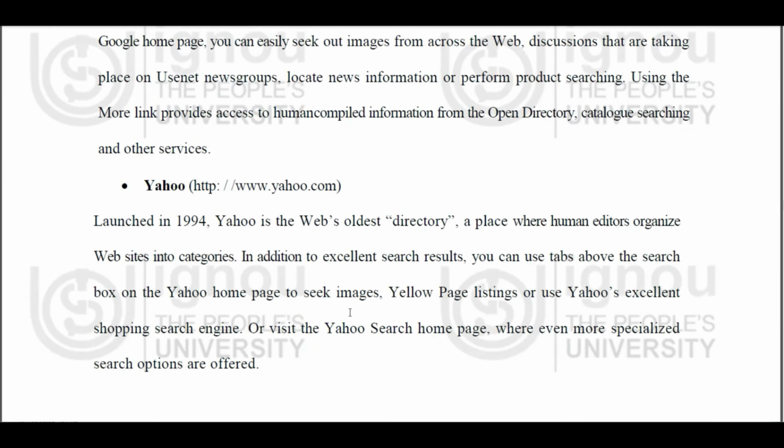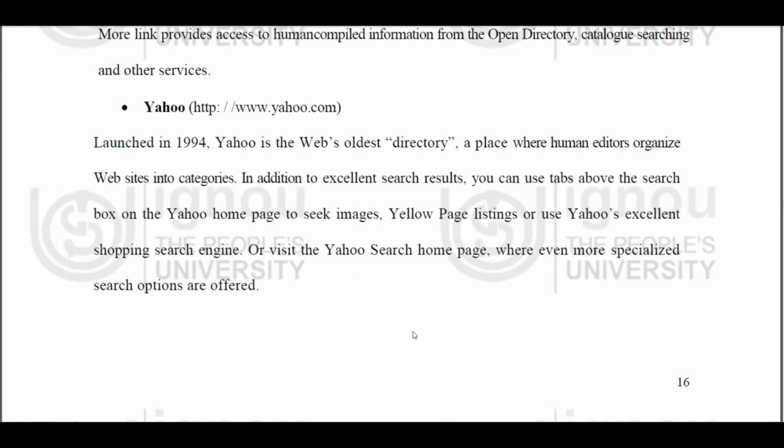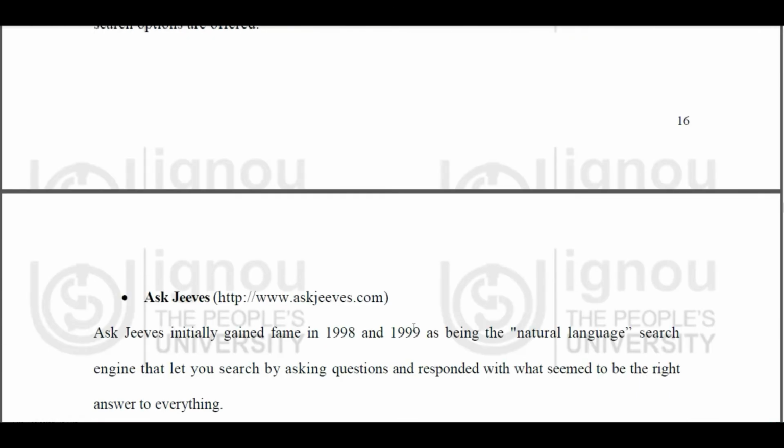Open Directory provides access to human compiled information from the open directory catalog searching and other services. Yahoo is another search engine, launched in 1994. Yahoo is the world's oldest directory, a place where human editors organize websites into categories. In addition to excellent search results, you can use the tabs above the search box on the Yahoo home page to seek images, yellow pages listings, or use Yahoo's excellent shopping search engine, or visit Yahoo's search home page where even more specialized search options are offered.